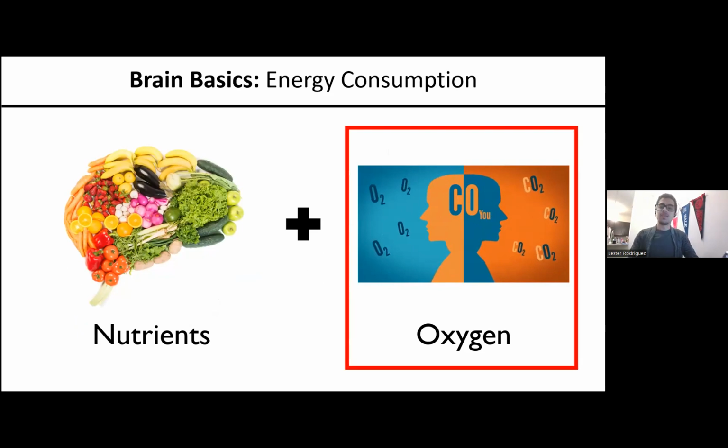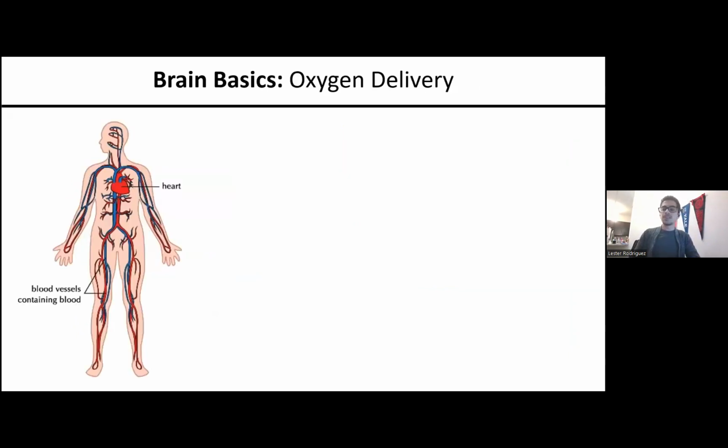But this need of oxygen is really what's super important for the specific technique or method that I'm going to talk about today for how scientists look at brain activity in humans. So let's talk about oxygen. How does the oxygen circulate through our bodies? Can anybody tell me in the chat? How do you think oxygen gets to every part of our body?